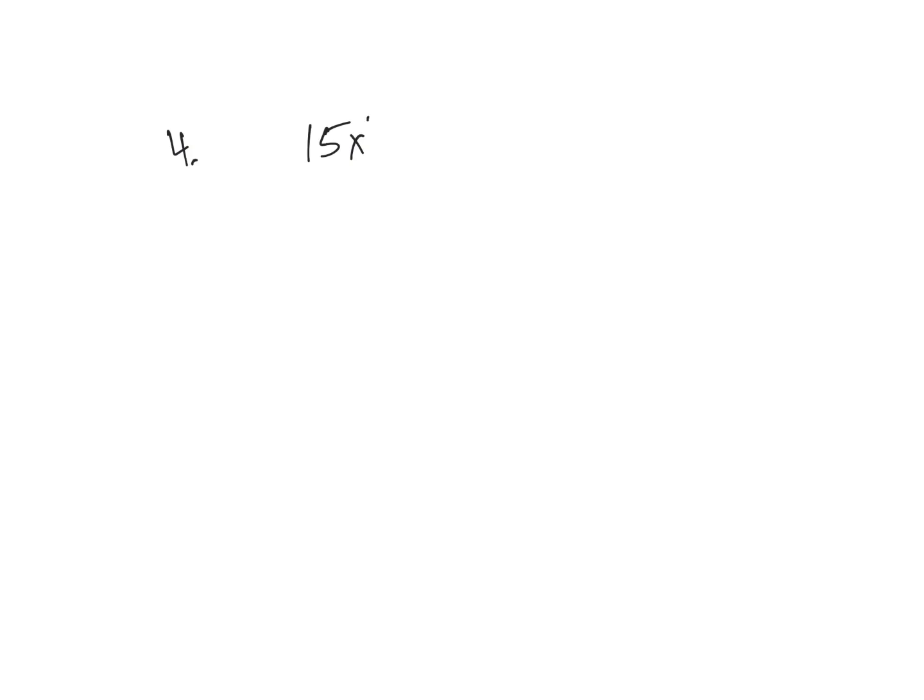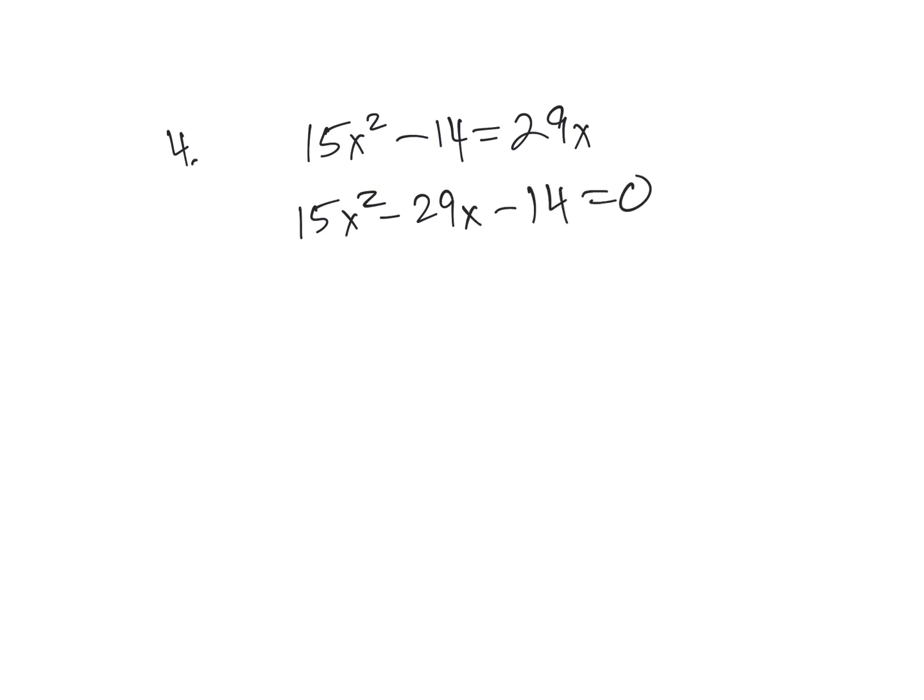Number 4, 15x squared minus 14 equals 29x. All right. Go ahead and factor that, please. All right, we need to get everything on one side, so we're going to subtract 29x to the left. And now we need to factor. Again, I'm going to use 3x and 5x, and 2 and 7. Let's just see what that gives us. That's a 10, and that's a 21.